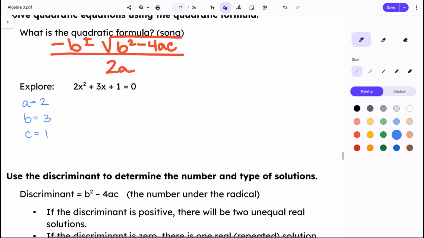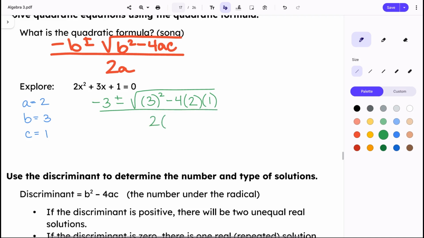Okay, so I'm going to start by plugging this in. I'm going to do opposite of my b, which is 3. So opposite of 3 would become negative 3. Plus or minus. Big square root sign here. B squared is going to be that 3 squared. Minus 4 times what goes in for A? 2, and in for C? 1. All over 2 times 2.